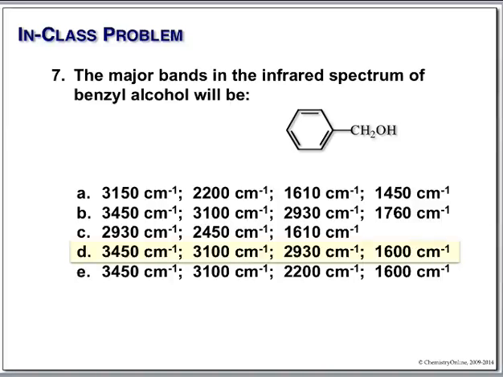What's the 1760? I'm sorry? What is 1760? 1710. No, that would be a carbonyl. Remember, carbonyls are between 1700 and 1800.